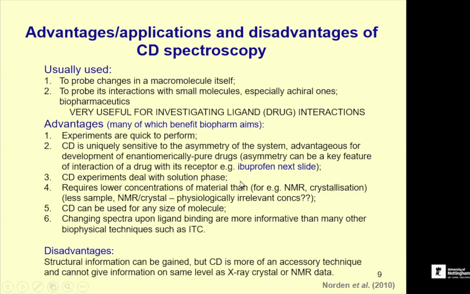You're dealing with molecules in solution phase, which is always advantageous in biopharmaceutics. It requires far lower concentrations than you need for NMR and crystallization. What sort of concentrations do you think you need for crystallizing, let's say, a protein molecule?